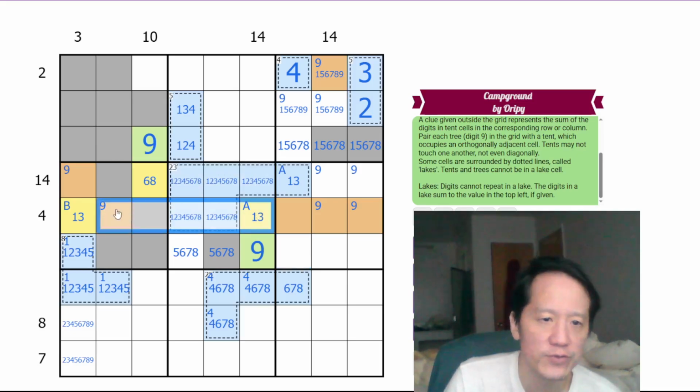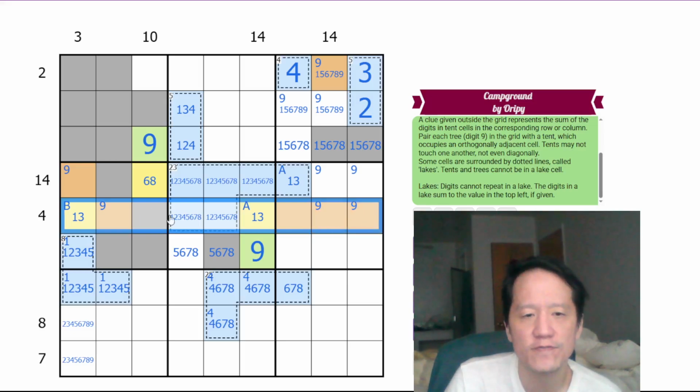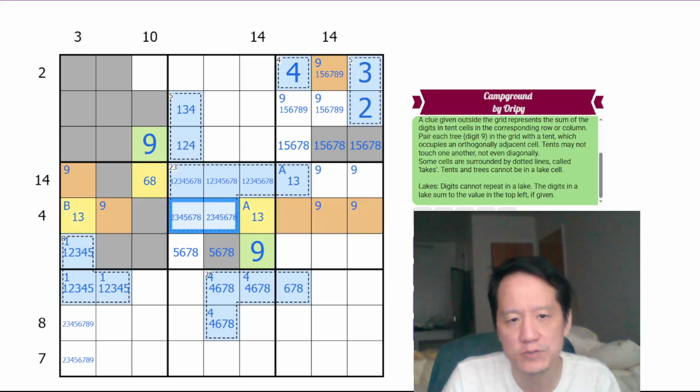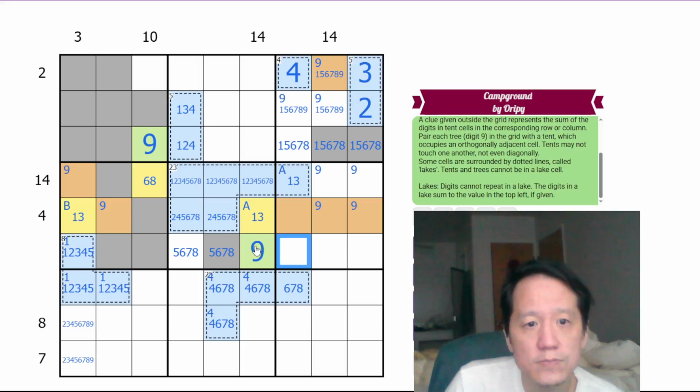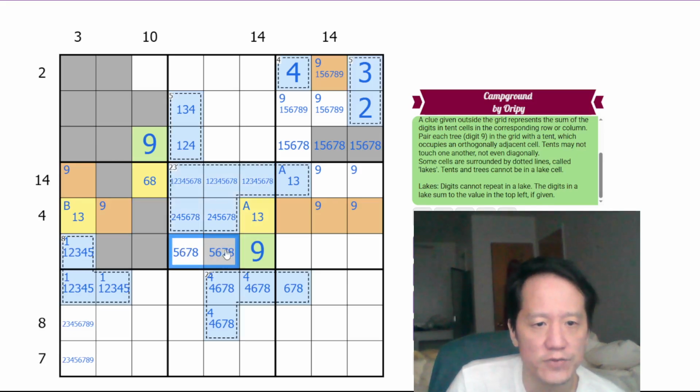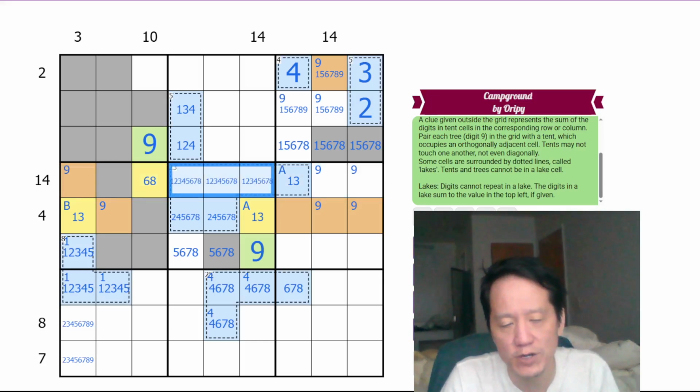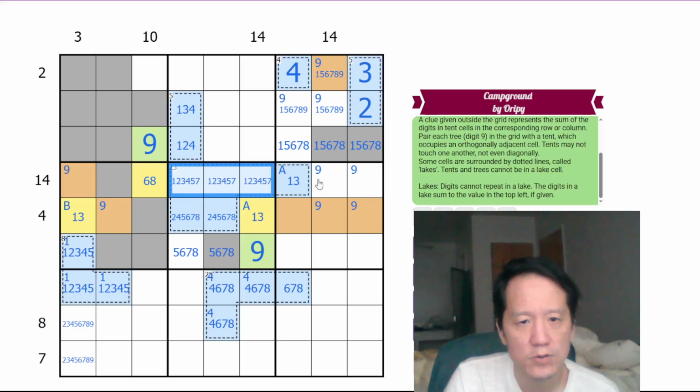Okay, we have a 1, 3, 1, 3 pair in row 5, which eliminates 1 and 3 in the rest of the rows. So this can't be 1 or 3. So this is either 5, 8, or 6, 7. And this is either 5, 8, or 6, 7 here. Well, we're going to have a 6-8 pair here. So that eliminates 6 and 8 from the rest of the row. So 6 or 8 has to be in one of those 4 cells here.